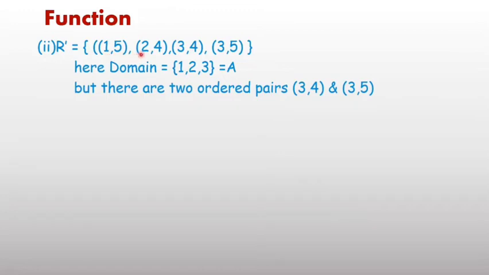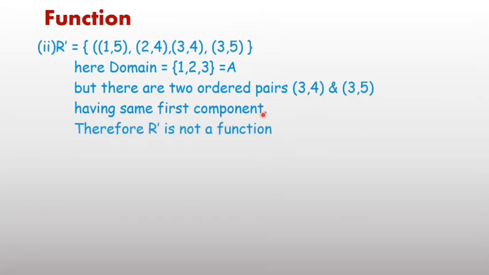1, 2 also not repeated. But 3 and 3: there are two ordered pairs (3, 4) and (3, 5) in which the first element is repeated, meaning it is not a function. Again in this example, the first condition is satisfied, so it is a relation. Second is satisfied, domain equal to set A. But the third condition fails, there are two ordered pairs having the same first component, therefore it is not a function.